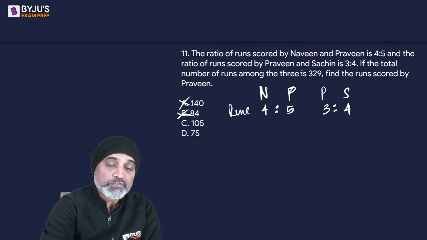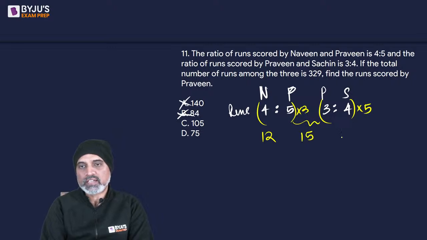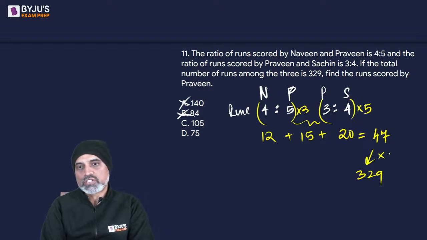Now, since we are left with two options, we will have to multiply the first by 3, the second by 5, and then solve. So this is going to be 12, Praveen is going to be overall 15, and Sachin is going to be 20. If I add all of this, this will result in 47, but it is given as 329 to us. So how many times is this? So this is going to be 7 times.